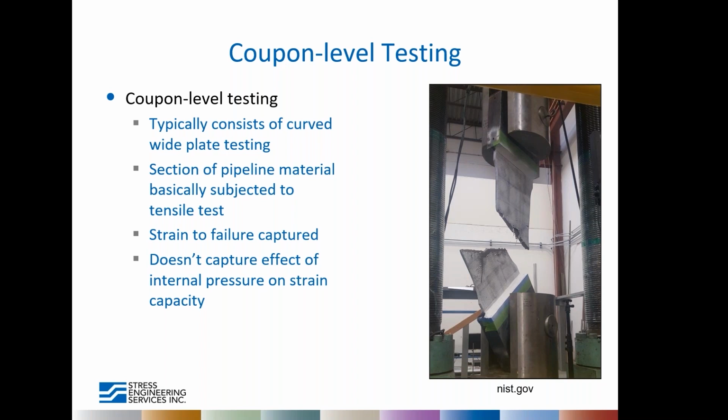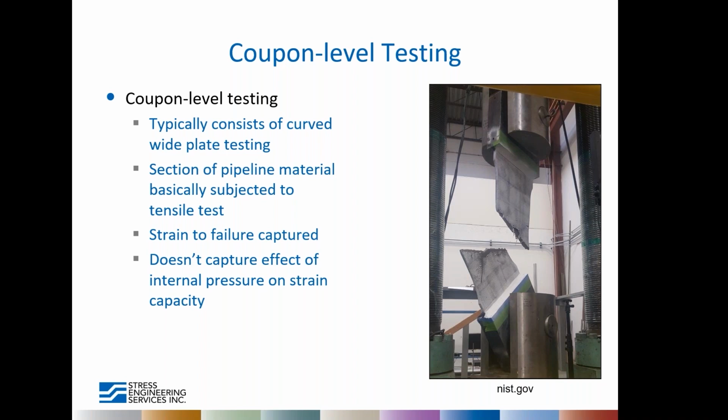I have a picture here on the right side of the slide that shows an example of a coupon level test. For strain-based design, these are typically called curved wide plate tests. And essentially, it's a section of pipeline material that's subjected to a tensile test. So in this test, what you're looking for is the strain to failure, which can be captured using the test frame, and then that's going to help you determine the criteria for the pipeline material.